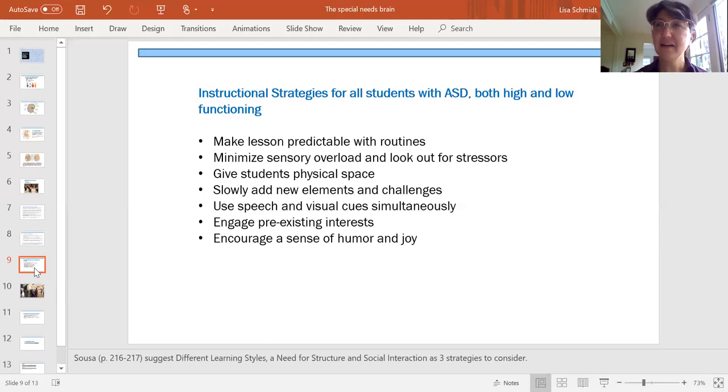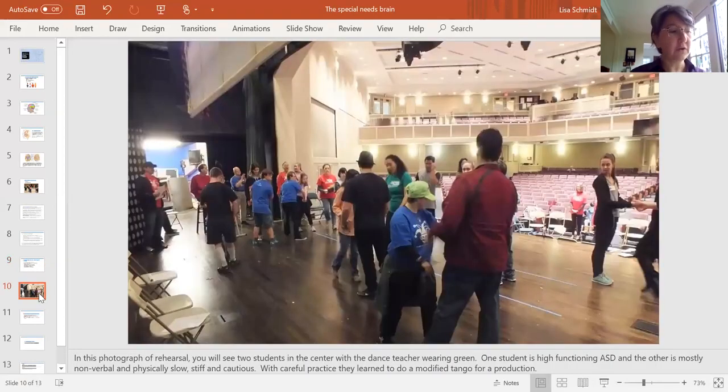And when they smile, then the whole cast smiles, and we find joy in that moment. And so that's really important, because I think that's what brings us all back together to want to keep working and improving. So here we have a photograph of a rehearsal, and you can see in the center of the photograph there is a teacher, a dance teacher, who is wearing a green t-shirt. We always put our staff in green, we put our volunteers in red, our helpers, so that at any time we can find those helpers.